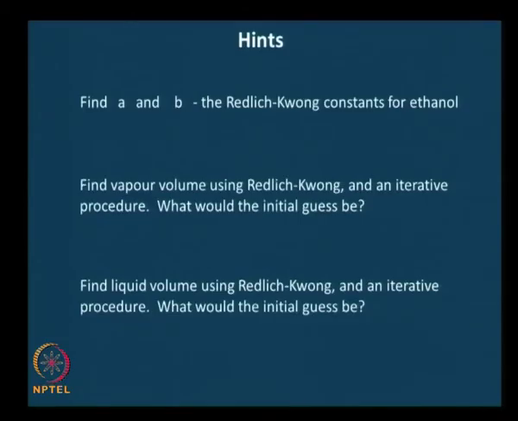The next hint is to find the liquid volume using the Redlich-Kwong equation of state and an iterative procedure, and what the initial guess would be in this case is something that you would want to consider. This iteration takes about 5 or 6 steps for convergence, and therefore take the remainder of this class and whatever time it takes as homework to complete the solution. In the next class, I will start by presenting the solution.